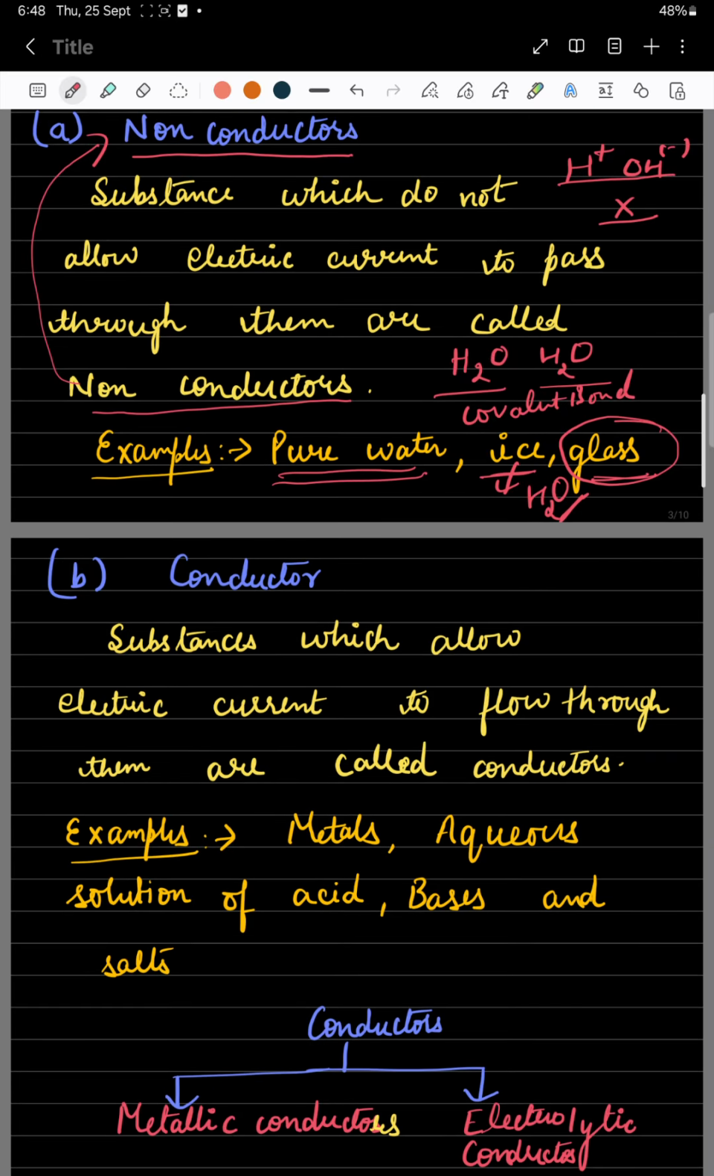Now, next point is conductors. What are the conductors? Substances which allow electric current to flow through them are known as your conductors. See students, as we have studied about the non-conductors, they have no capability to pass the current through them, because they don't have any charge carriers, any free ions. Now, conductors have the capability to pass electric current through them. How is that possible? There must be some charge carriers.